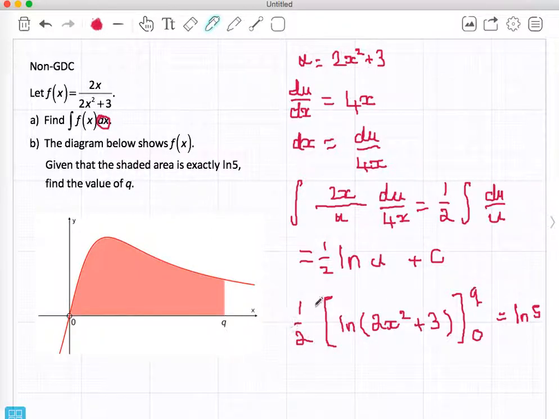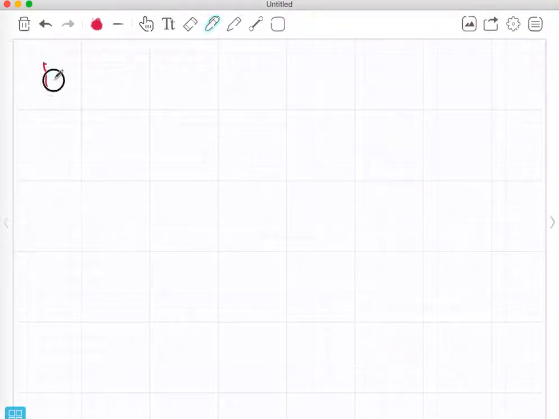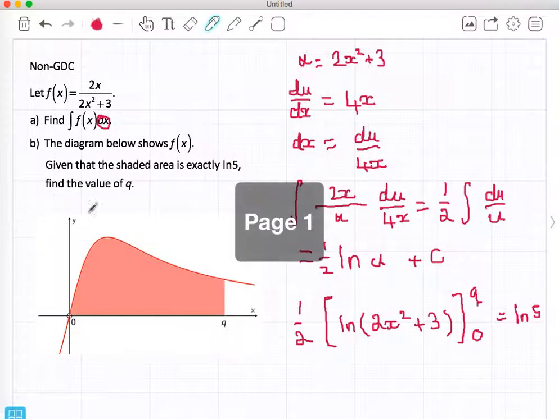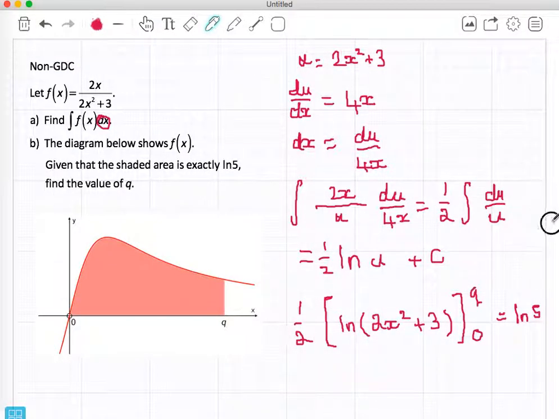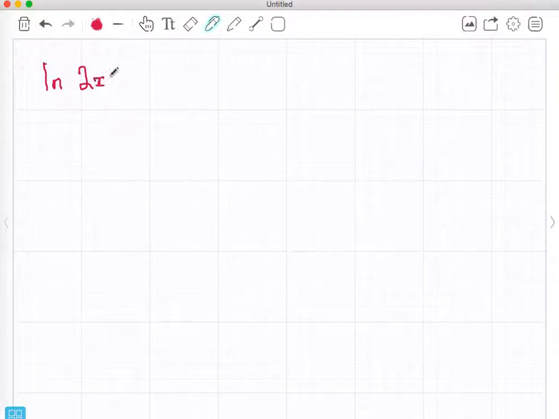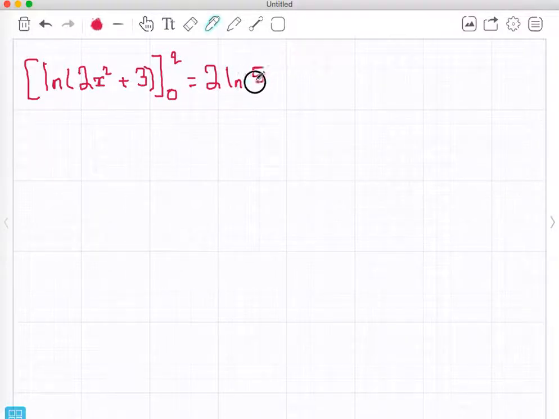Well, first thing I'm going to do is this half, I'm going to times both sides by 2. So I'm going to start a new page, times both sides by 2, so it's going to give me log of 2x squared plus 3 with the limits q and 0 equals 2 log 5. Now 2 log 5 is log 25. That's our log rules with it being squared.